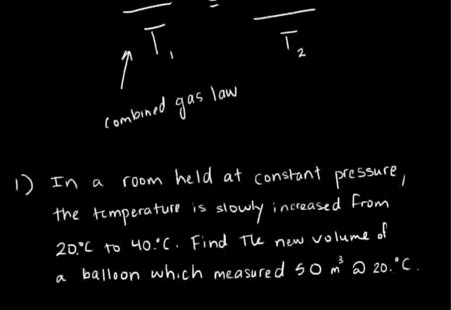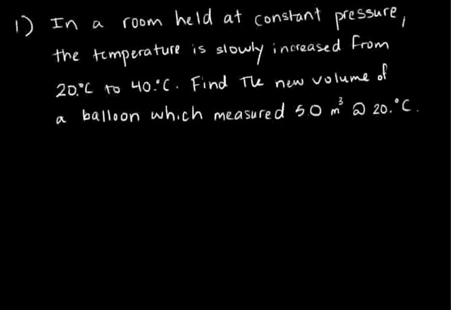And I'll show you one example here. So let me read it to you. In a room held at constant pressure, the temperature is slowly increased from 20 degrees Celsius to 40 degrees Celsius. I want you to find the new volume of a balloon which measured 5 cubic meters in volume at 20 degrees Celsius. So press pause, take a stab at this problem, and I'll be waiting to go over the answer with you.